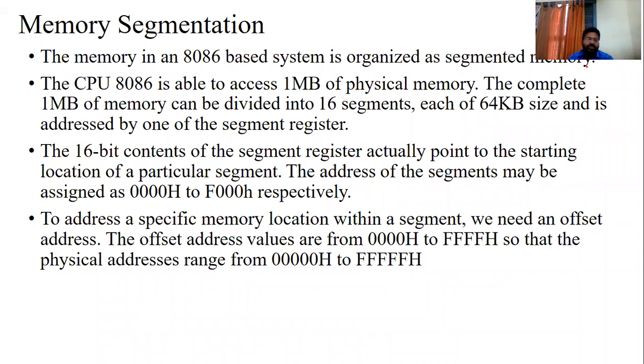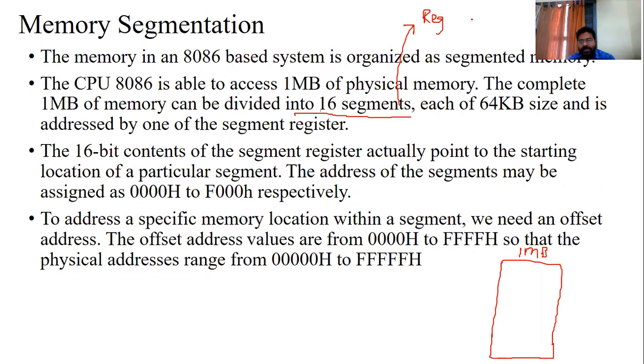Now see this. Our total 1 MB memory is divided into segments. How many segments is it divided into? 16 segments, 16 logical segments. Why is it only 16? Because our register sizes are only 16 bits. You know that a segment register size is 16 bits. So that's why you can divide into 16 segments.